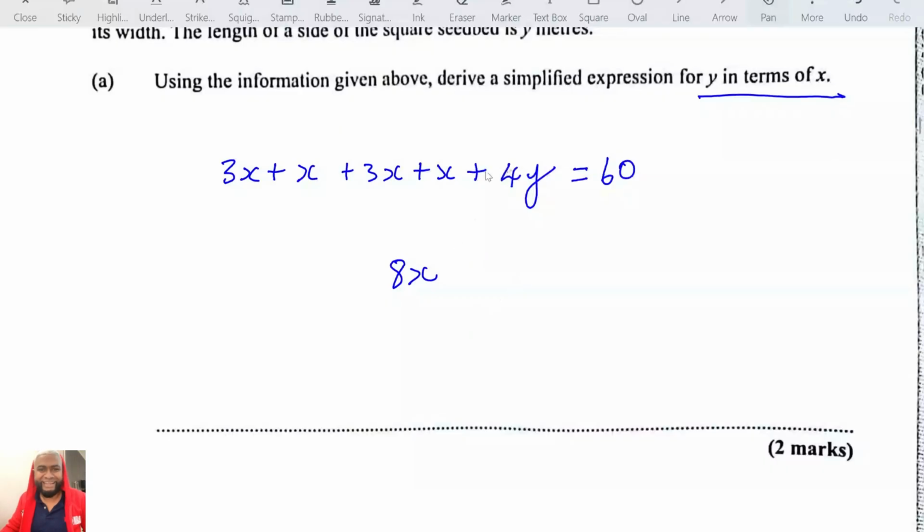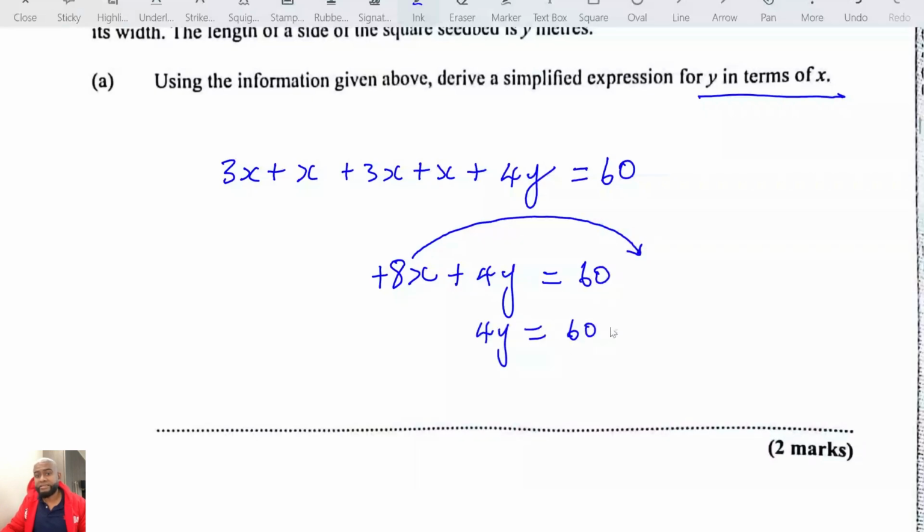Right, nice. So 8x plus 4y is equal to how much? 60. But I want y in terms of x, meaning that y must be the subject. What am I moving first? If I want y alone on the left-hand side, what would I move first? Move 8x. Now we don't need to move the 4y. When we move 8x here, what are we doing with it? So 4y is equal to 60 minus 8x.